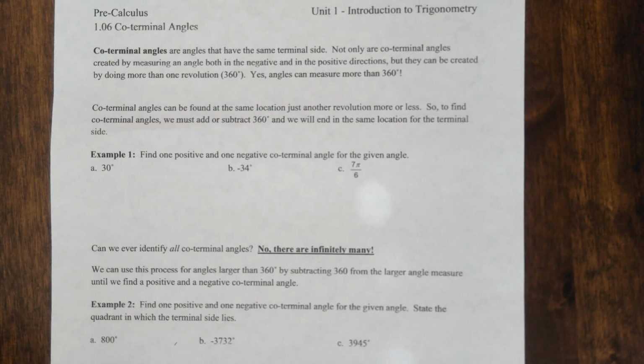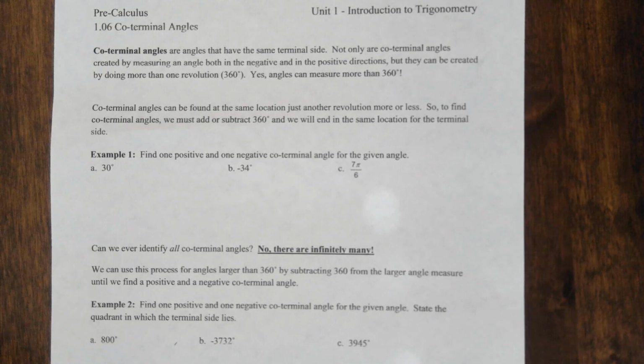All right, this is going to be our lesson for Monday, 8.3.1, over coterminal angles. Just real quick, I'm going to read the top there. Coterminal angles are angles that have the same terminal side. Not only are coterminal angles created by measuring an angle both in the negative and in the positive direction, but they can be created by doing more than one revolution. Yes, angles can measure more than 360 degrees. Coterminal angles can be found at the same location, just another revolution more or less. So to find coterminal angles, we add or subtract 360 and we'll end in the same location for the terminal side.